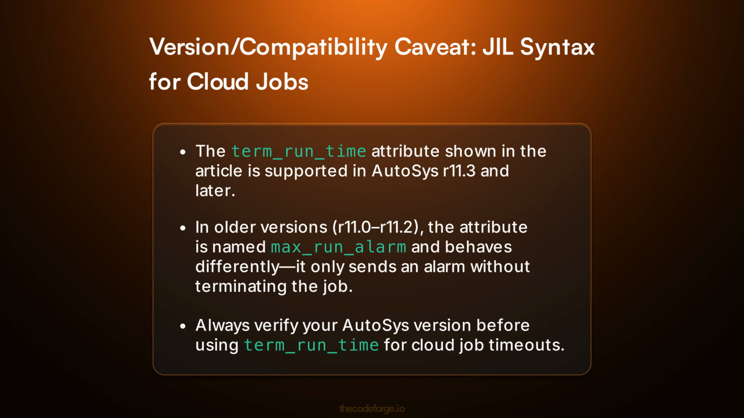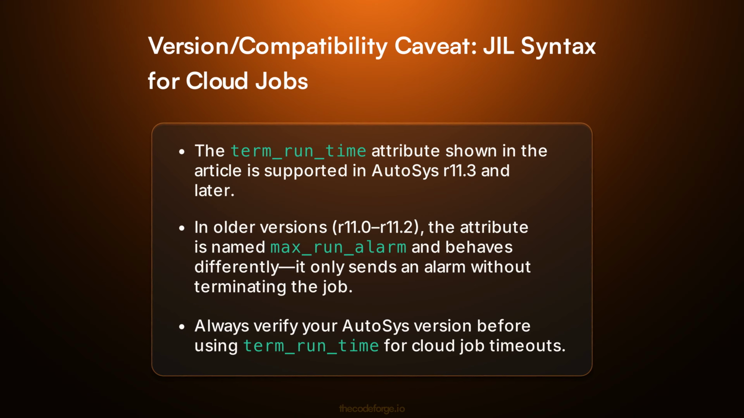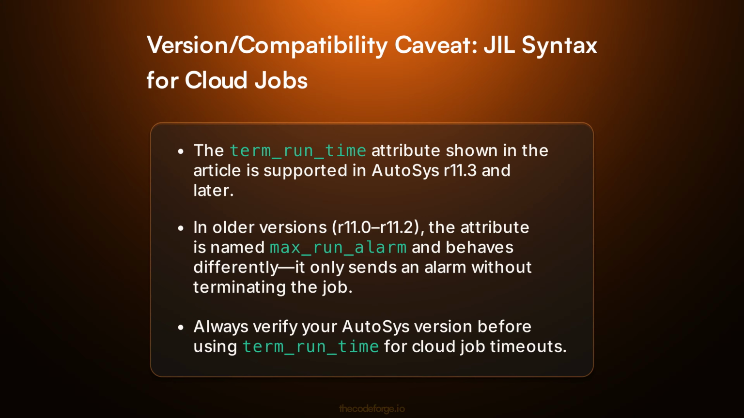The term_run_time attribute shown in the article is supported in AutoSys R11.3 and later. In older versions, R11.0 and R11.2, the attribute is named max_run_alarm and behaves differently. It only sends an alarm without terminating the job. Always verify your AutoSys version before using term_run_time for cloud job timeouts.